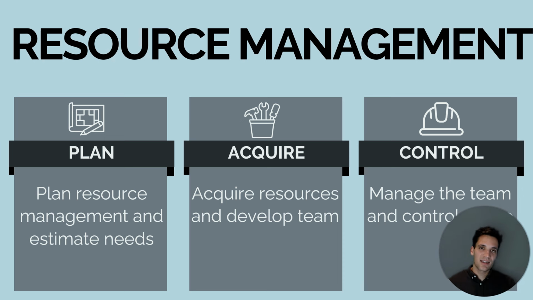The second part is then acquiring these resources. So finding them, their internal resources or people you have to hire. That's things like the human resources process. Or if they're external resources, that might be something like a procurement process. The final step is controlling these resources. So managing them efficiently and effectively to make sure they're working on the right tasks and getting the correct work done.